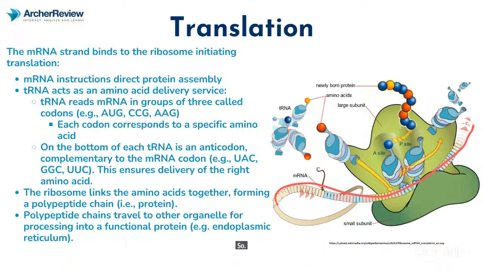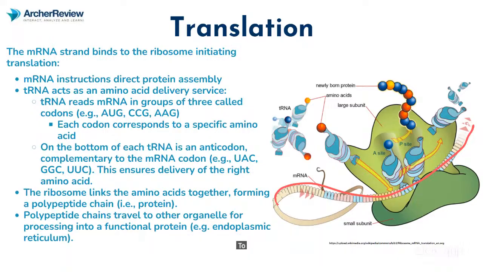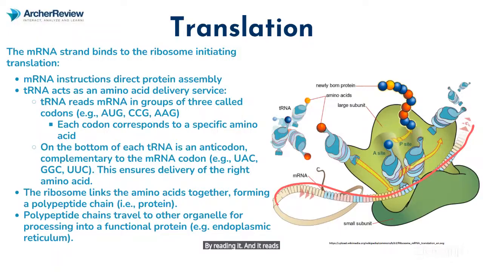So mRNA lays out like a recipe book, and this is where tRNA comes in. tRNA is a delivery mechanism. It's a delivery molecule. It's bringing over the ingredients, or the amino acids, because those are our monomers of proteins, to the ribosome in order for that protein to be built. Now, it follows the recipe just like we would if we were building a protein in our kitchen by reading it. And it reads it in groups of 3 called codons. Okay, so the mRNA is read in groups of 3 called codons.